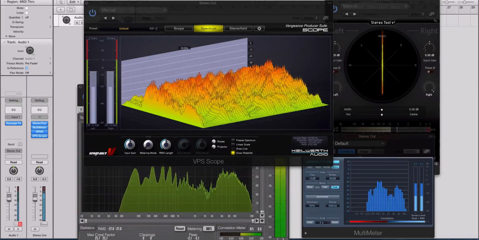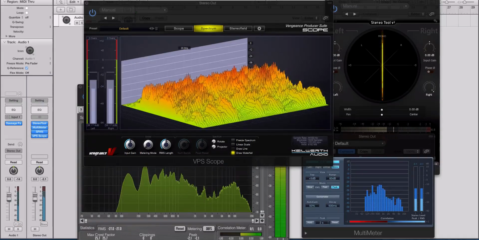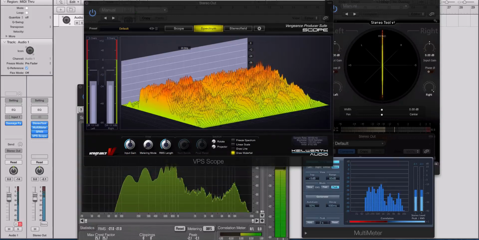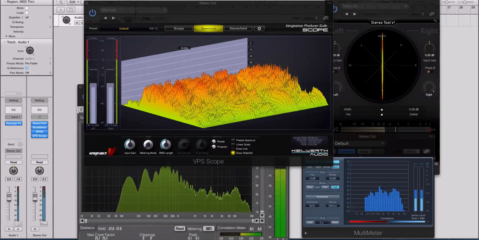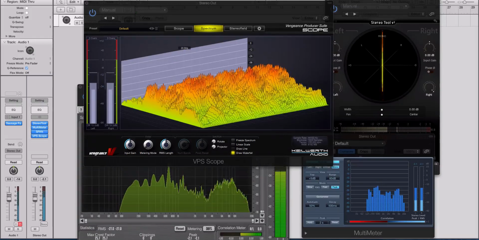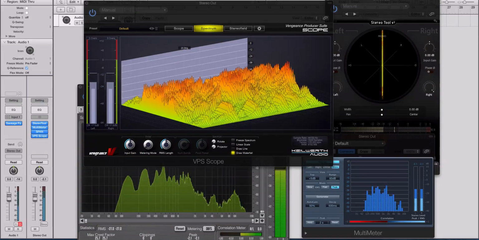Maybe you have a subwoofer and the subwoofer is not in the right position. Maybe you don't have any broadband absorption on your walls. Maybe you have parallel walls and you have early reflections entering your listening environment. There's a whole host of acoustic-related problems that can occur in your listening environment.